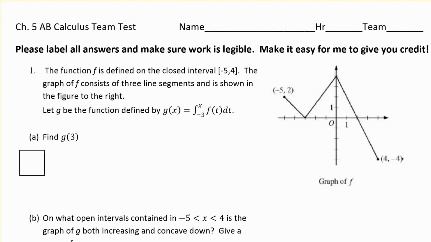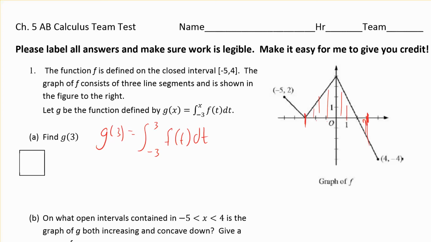And so part A says find g of 3. In the part of making it as easy as I can, I would write g of 3 equals the integral from -3 to 3 of f of t dt. So what does this mean? We've known that this means the area from -3 to 3 underneath this function. And the nice thing is that's just a couple of triangles.